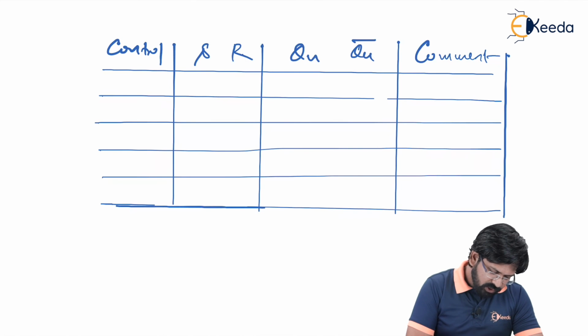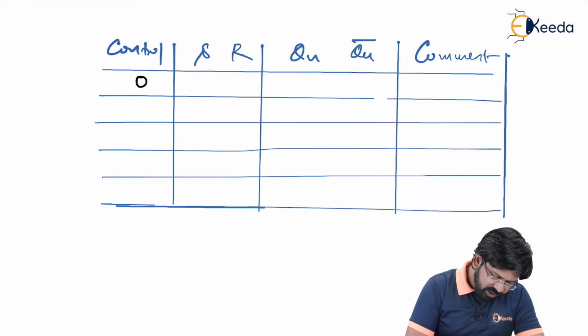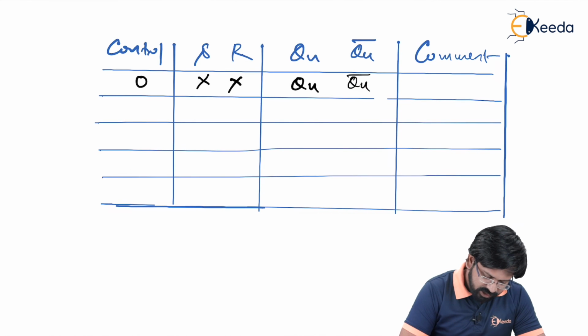So when control equal to 0, irrespective of what is applied on S and R, Qn remains Qn and Qn bar remains Qn bar, and this is what we called the no change condition.